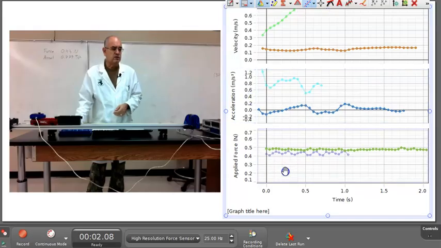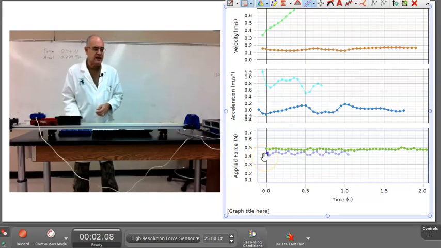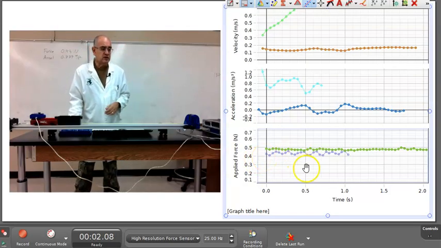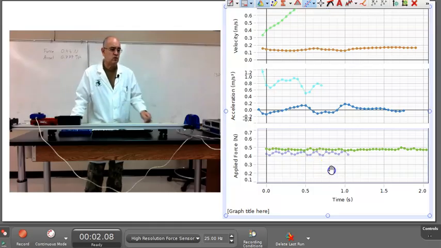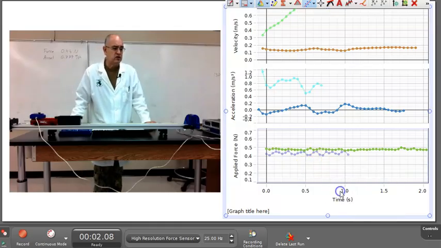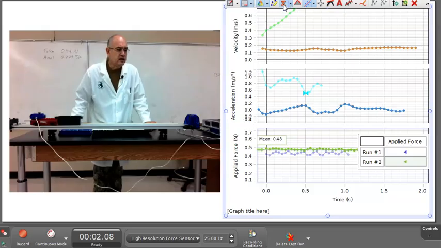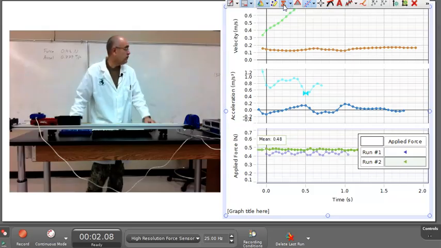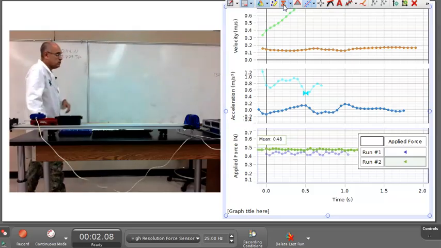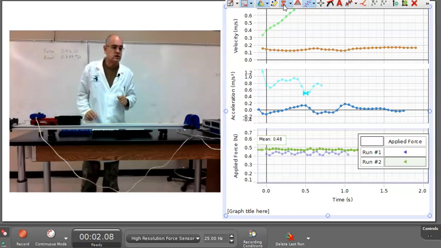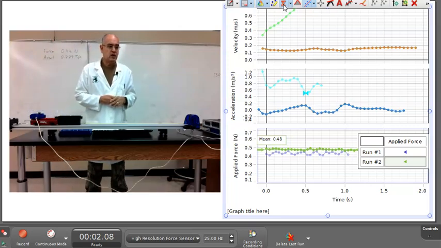But what about the force applied? We see that there is a force applied of about the same amount. Let me go ahead and do run 2. I'm going to need to bring up the legend for that. So looking at run 2, we see that the force applied is around the same, 0.48. We used 0.43 newtons, so a little bit more force is being measured here.